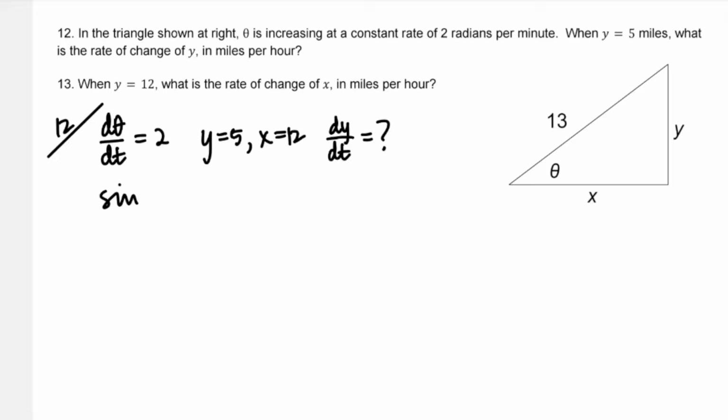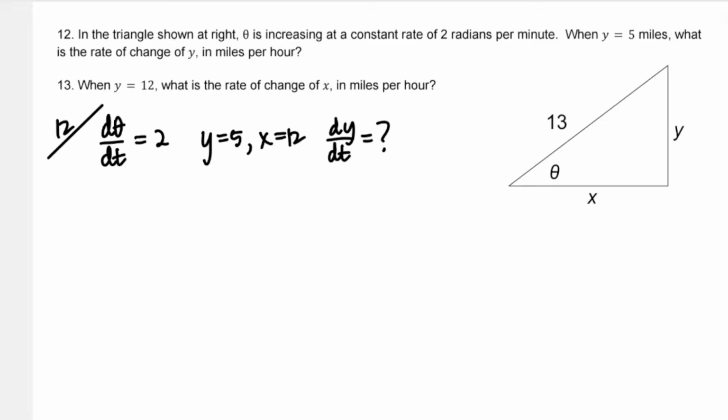Oh, wait. I misread the problem. We want dx/dt. So I should not be using sine. That would give me dy/dt, and that wouldn't be all that helpful. Okay, so I made an error, and I'm kind of restarting on this problem. So y equals 5, that does mean x equals 12, because it's a 5, 12, 13 triangle. d theta/dt is 2. We want to know what dy/dt is.